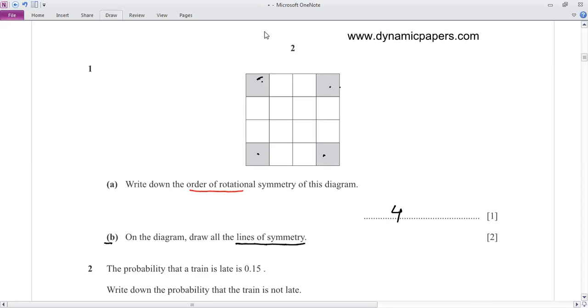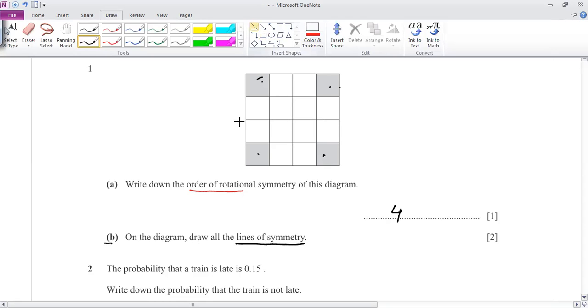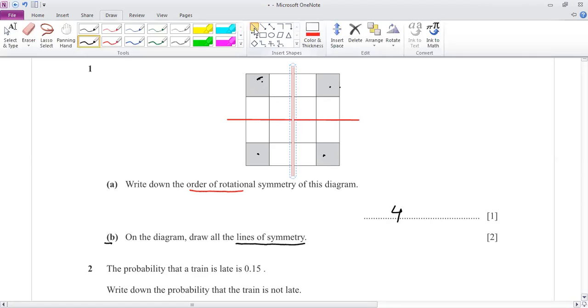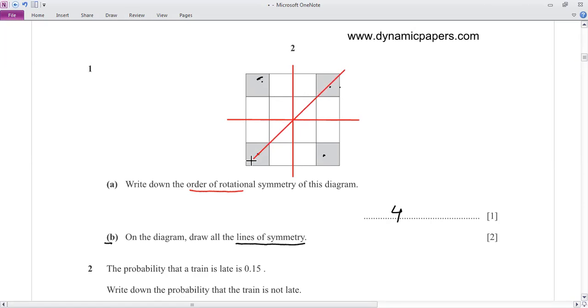So for a square we can draw 4 lines of symmetry. For example, this can be a line of symmetry. Look, the shape upside and downside will be the same. There can be another line of symmetry also. If you draw this, it is a line of symmetry, because if you fold the shape, this side and this side will be exactly the same. There can be another line of symmetry also, like if you draw from here, this is a line of symmetry. There can be another line of symmetry, this one also.